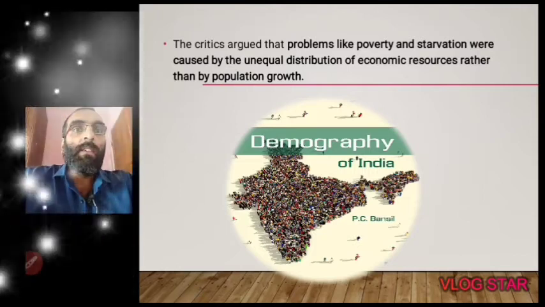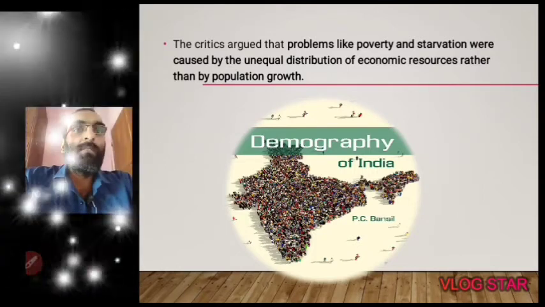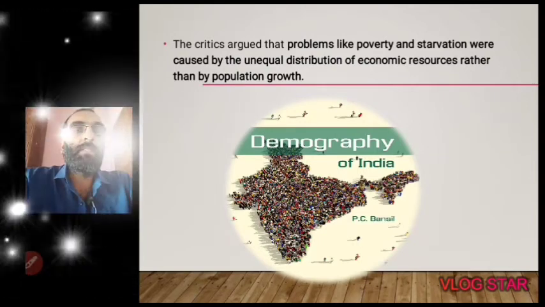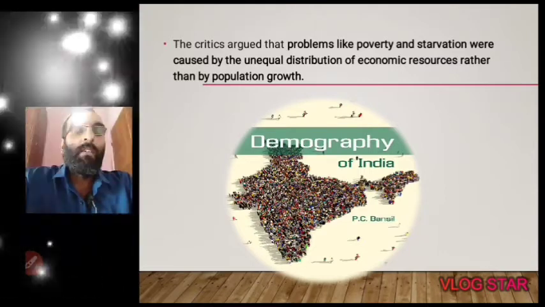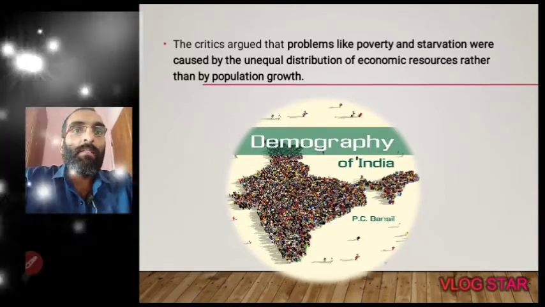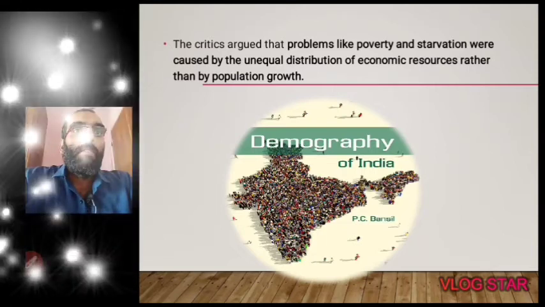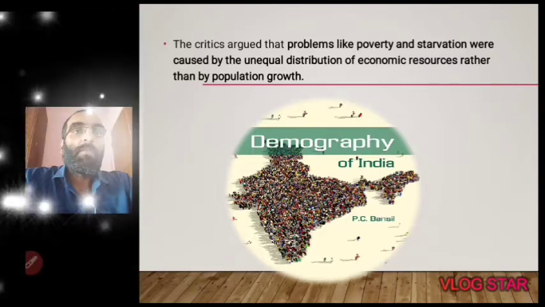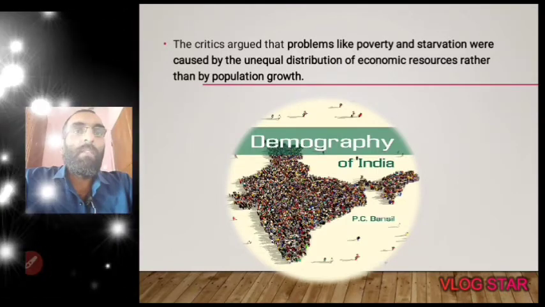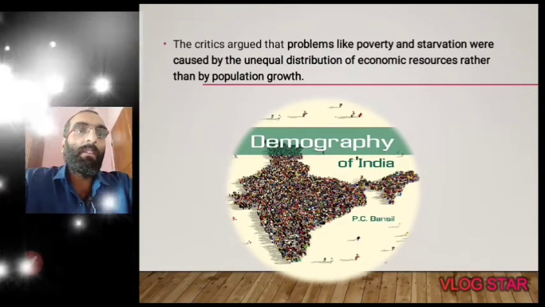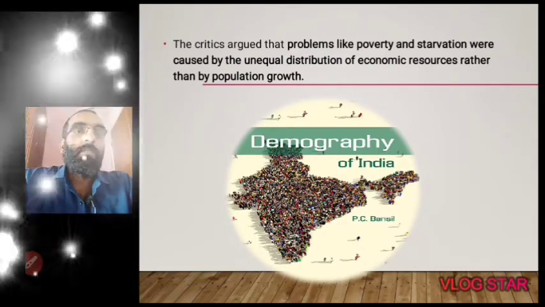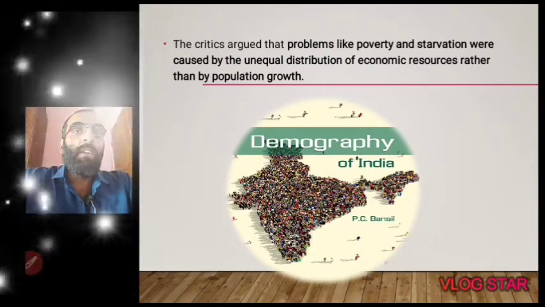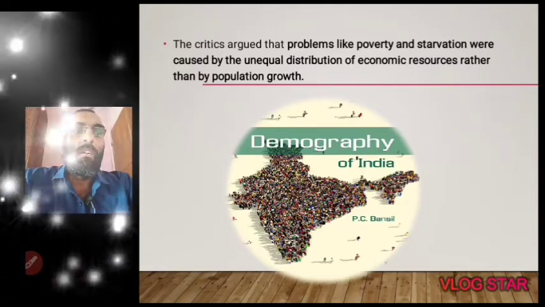The critics argued that problems like poverty and starvation were caused by the unequal distribution of economic resources rather than by population growth. Here the critics argued that problems like poverty and starvation are not caused by population growth but by unequal distribution of economic resources. That is why many thinkers argued that this theory was wrong.